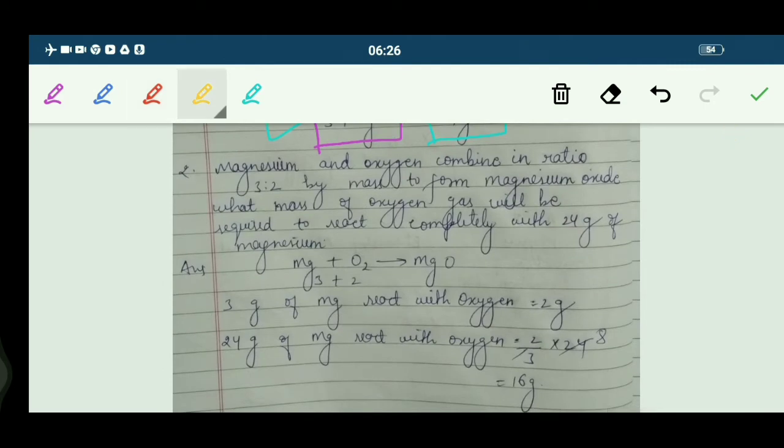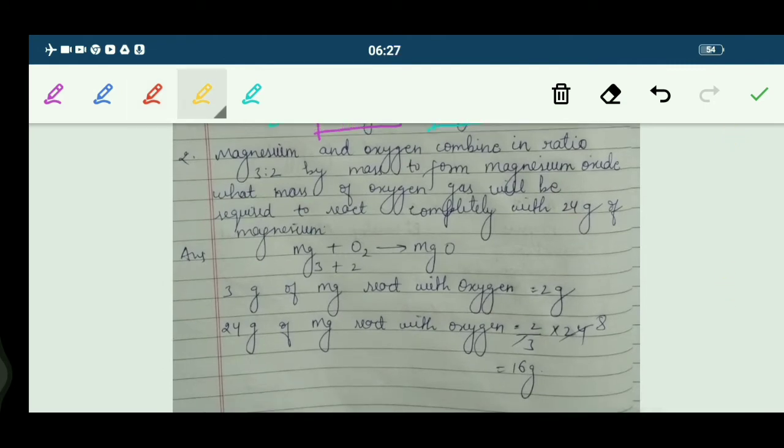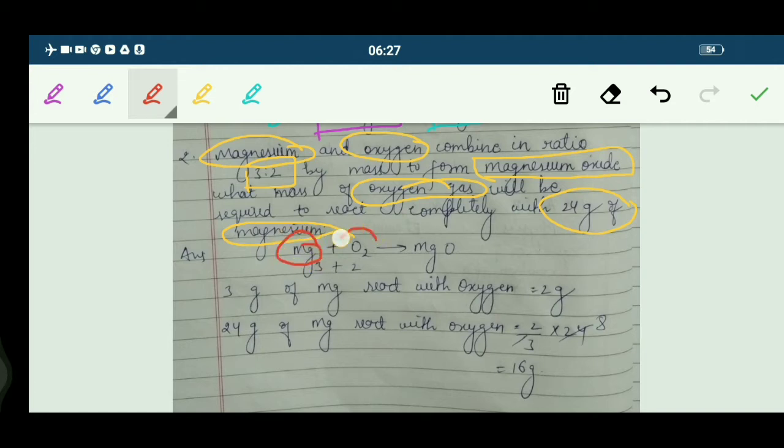Now students, coming on to the second question: magnesium and oxygen combine in ratio 3:2 by mass to form magnesium oxide. What mass of oxygen gas will be required to react completely with 24 gram of magnesium? They are asking the mass of oxygen gas required to react completely with 24 gram of magnesium. So simply write down the equation here: magnesium plus oxygen gives you magnesium oxide, that is MgO.